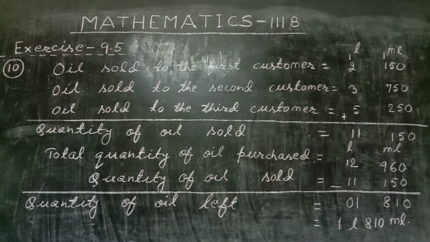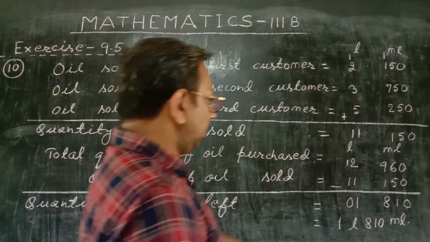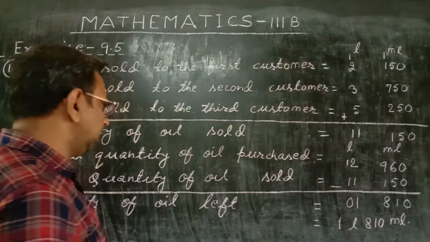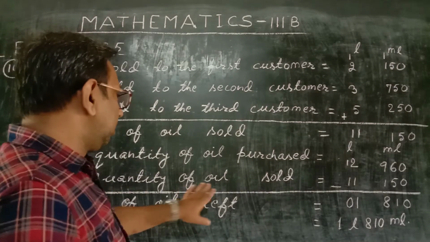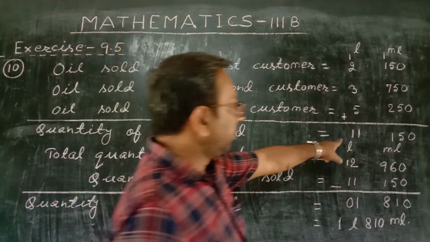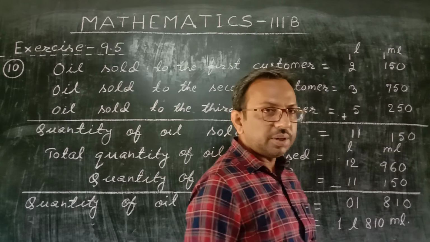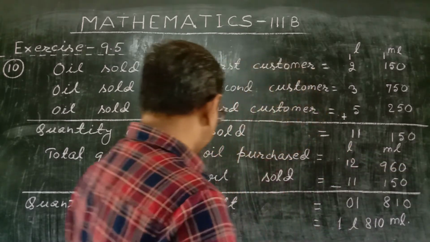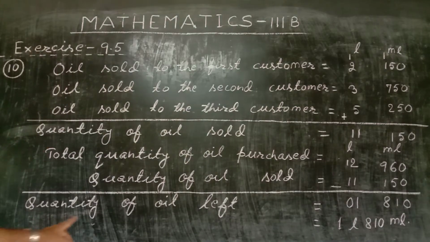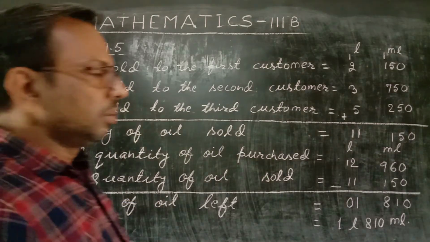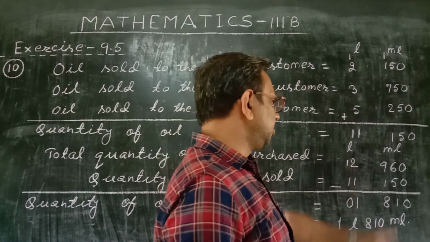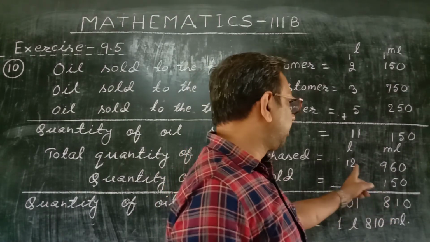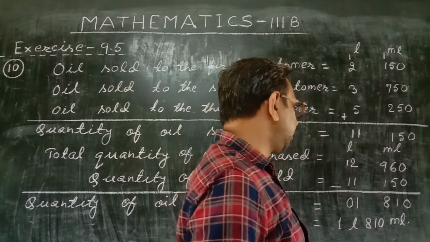Total quantity of oil purchased equal to 12 liter 960 milliliter, and quantity of oil sold equal to 11 liter 150 milliliter. I arrange this in the column of liter and milliliter. Then we are asked to find in the question the quantity of oil left, so we will subtract these two quantities. I have subtracted 11 liter 150 milliliter from 12 liter 960 milliliter.